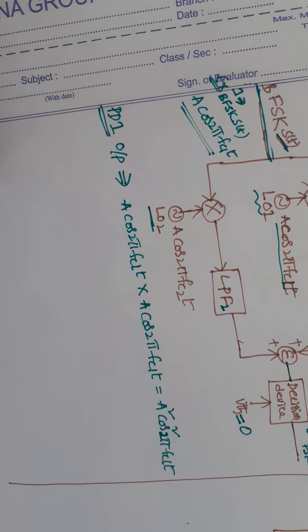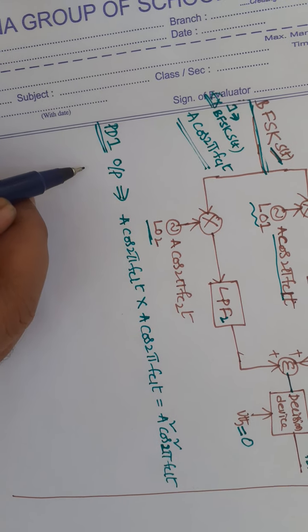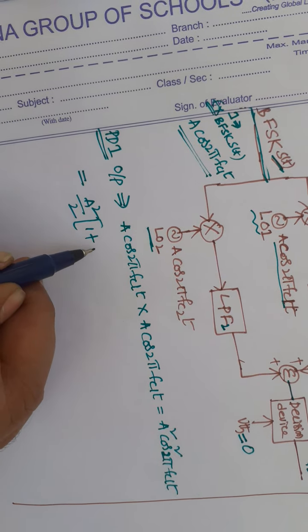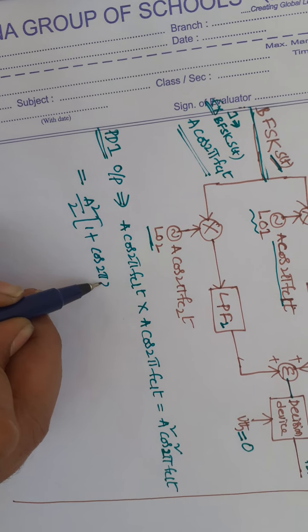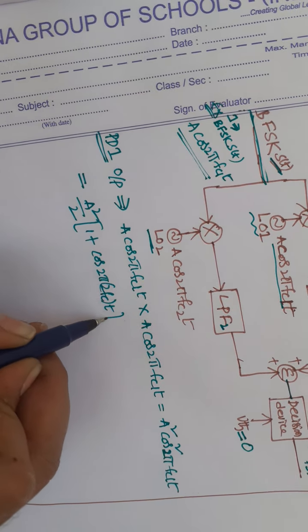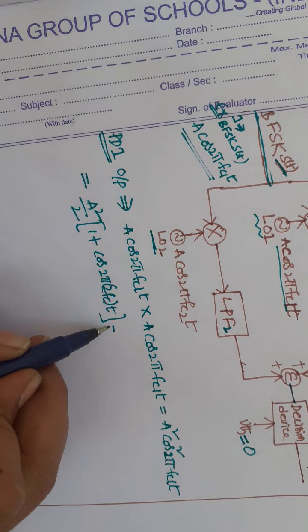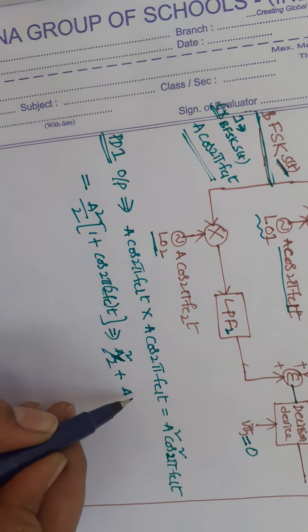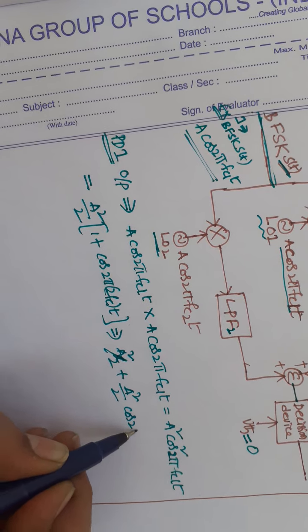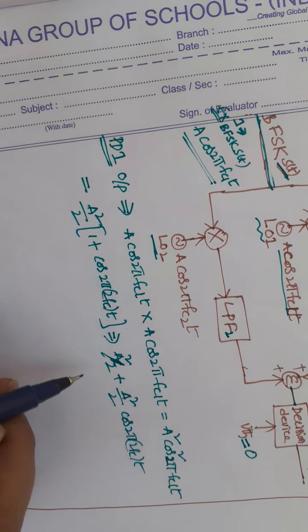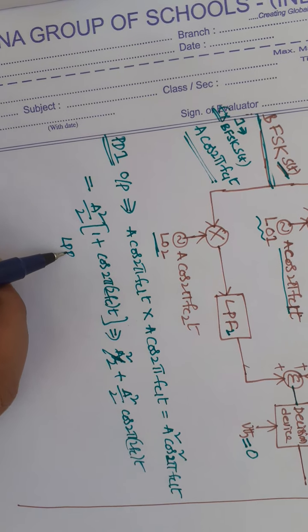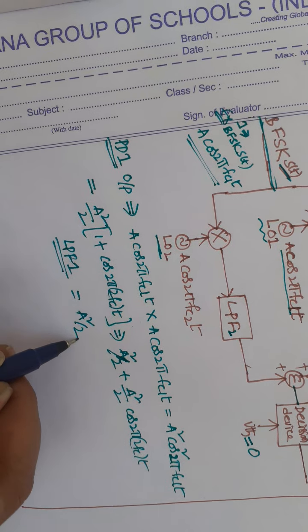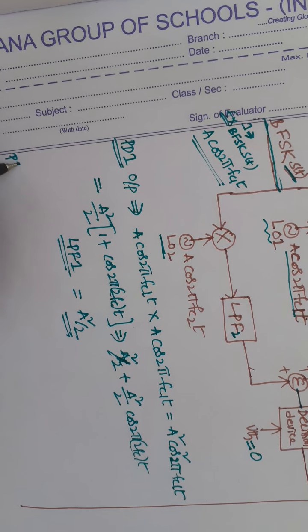Now if you see the output, it can be written as A square by 2 into 1 plus cos 2 pi 2 Fct. So this output is A square by 2 plus A square by 2 cos 2 pi 2 Fct. By passing through low pass filter 1, it allows only the low frequency signal, that is A square by 2, right? Now product detector 2 output.